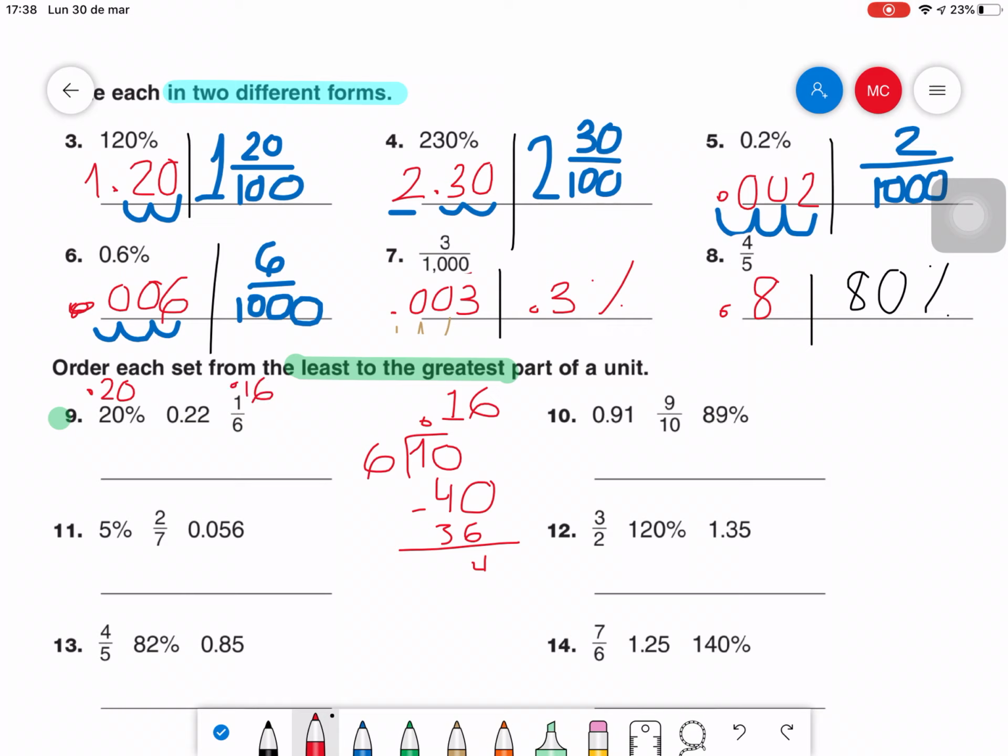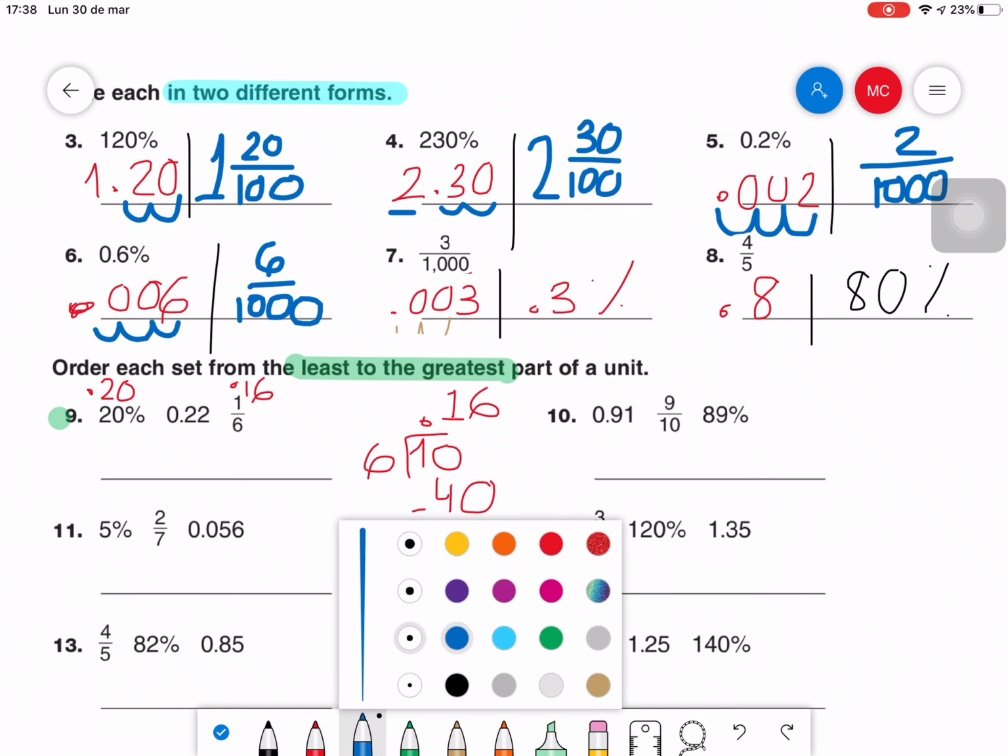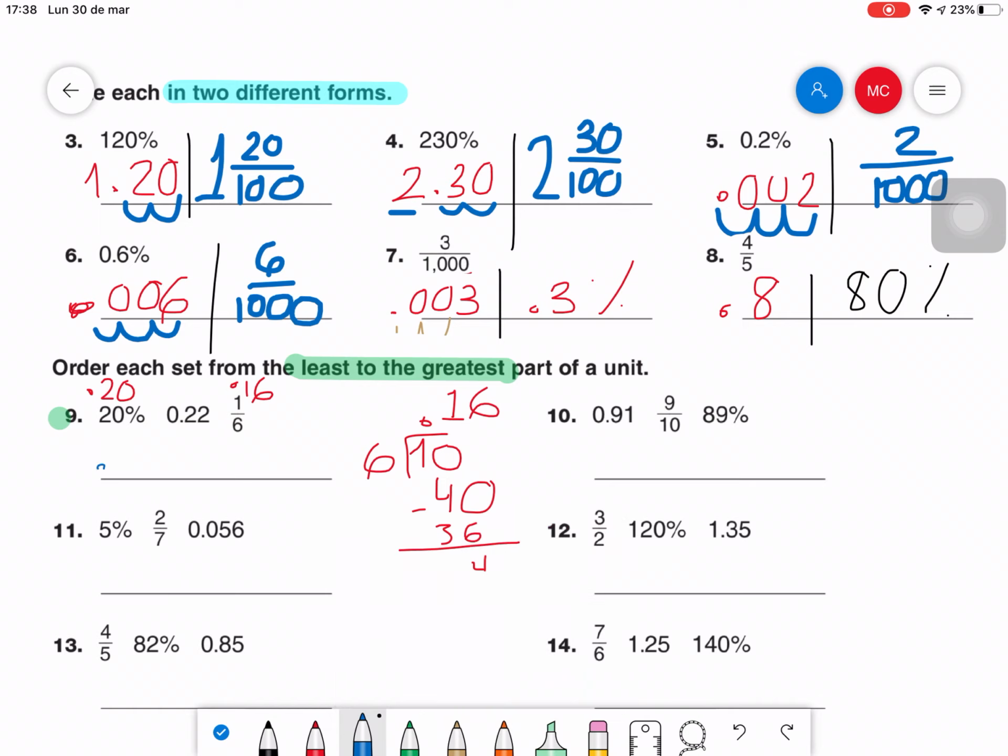Okay, now, from all those numbers, which one will go first? Which one will be the smallest one? So I know that it will be 0.16, then 0.20, and then 0.22. And once I have done that, I am done.